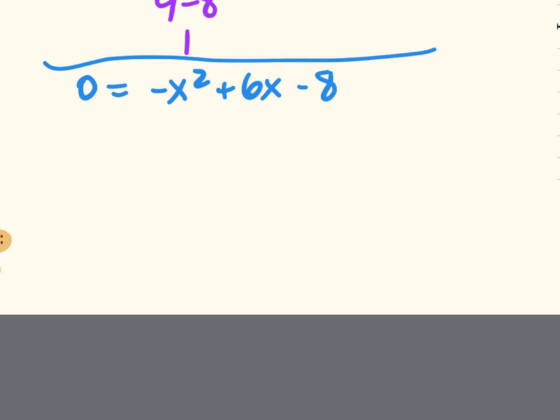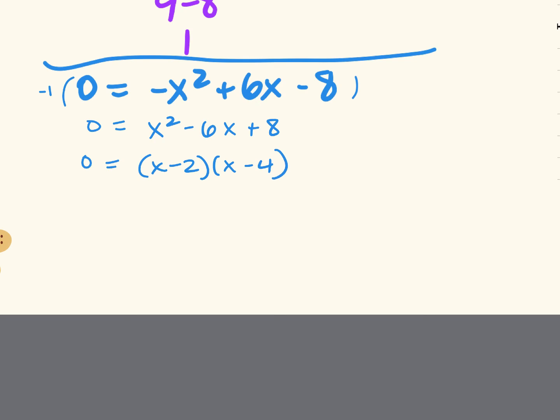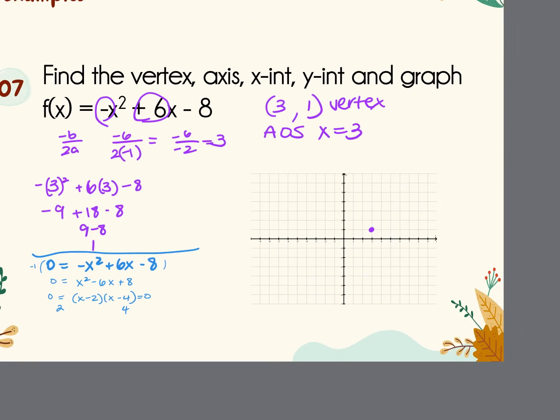Can I factor this? What could you do first to make your life easier? Divide by negative 1. Because it's equal to 0, I can divide or multiply everything by negative 1. Make it look pretty like we're used to. Are there factors of positive 8 that sum to negative 6? Yes, thank God we don't have to use the quadratic formula again, right? 0 equals x minus 2 and x minus 4. Then split and solve, and I get 2 and 4. So my x-intercepts are 2, 0, and 4, 0.